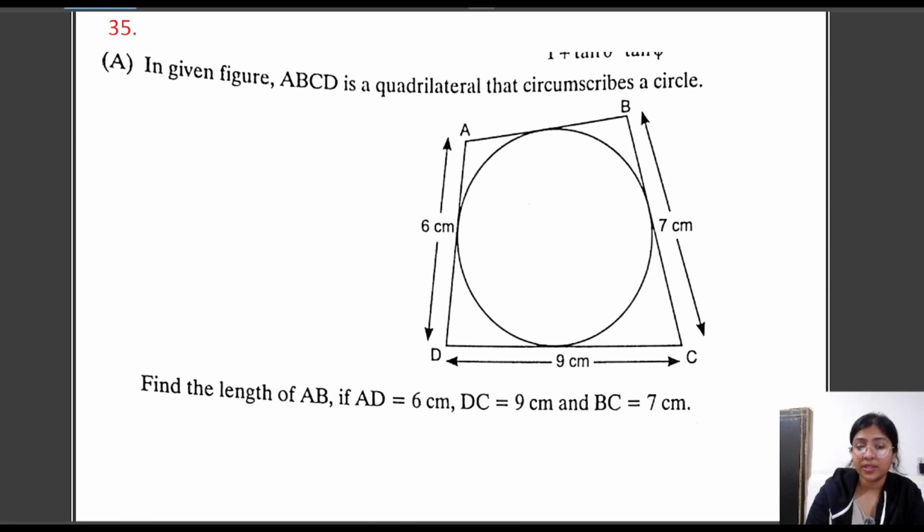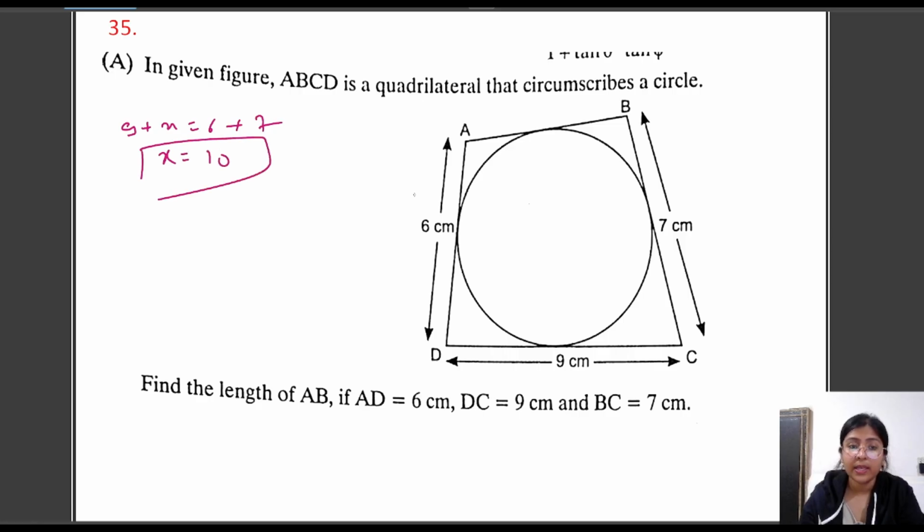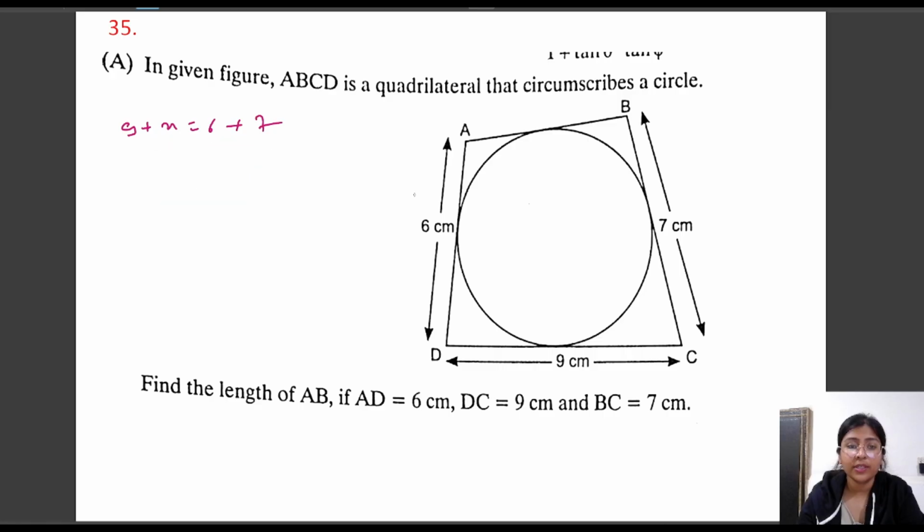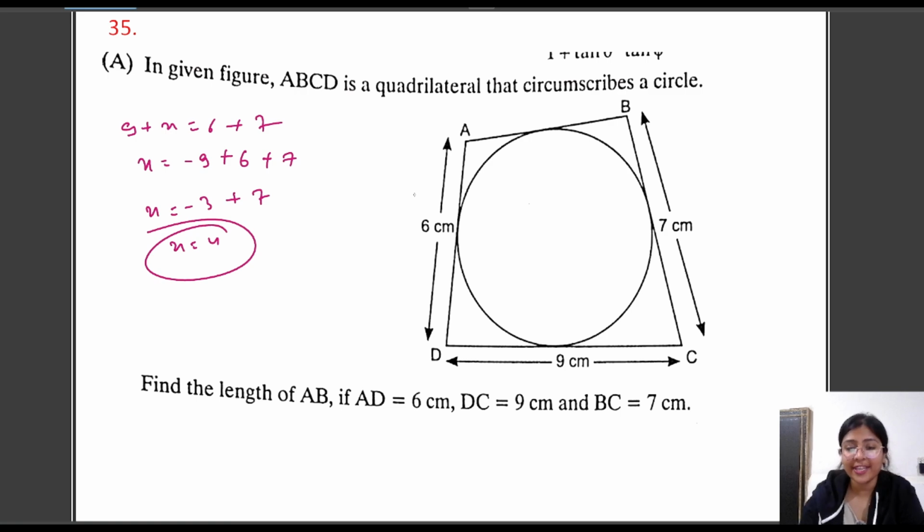Yes, again, very easy question. The length AB will be 9 plus x is equal to 6 plus 7. So the value of x will be 10. Yes or no, learners? No. Is it 10? No. If you solve this, x is equal to minus 9 plus 6 plus 7. So the value of x is minus 3 plus 7. The value of x is 4. Yes. So the value of x is 4 centimeter.